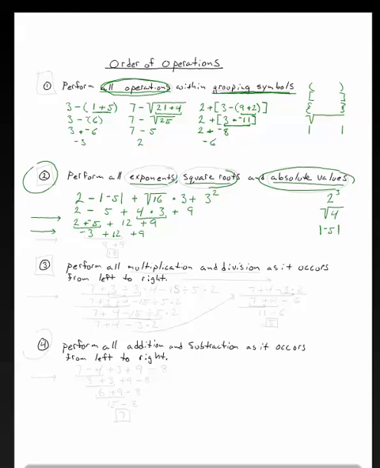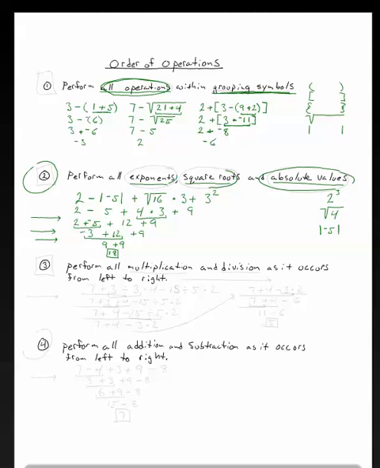The next one, going from left to right, I come to negative 3 plus 12, which is 9. So I have 9 plus 9. So finally I do my 9 plus 9, which gives me 18.